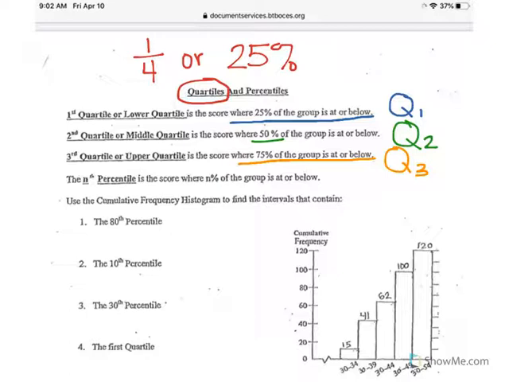Now, quartiles and percentiles go hand in hand. So when you see the word percentile, think about percentages. And when it tells you the nth percentile is the score where n% of the group is at or below, it goes along the same concept. Below you're going to see percentiles, because if they were quartiles, they'd be in increments of 25%. The first one says, use the cumulative frequency histogram to find the intervals that contain the following percentiles.